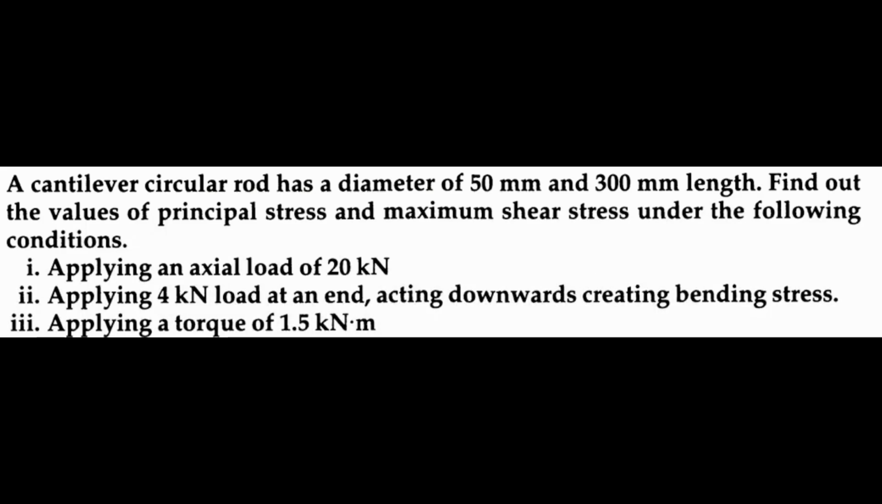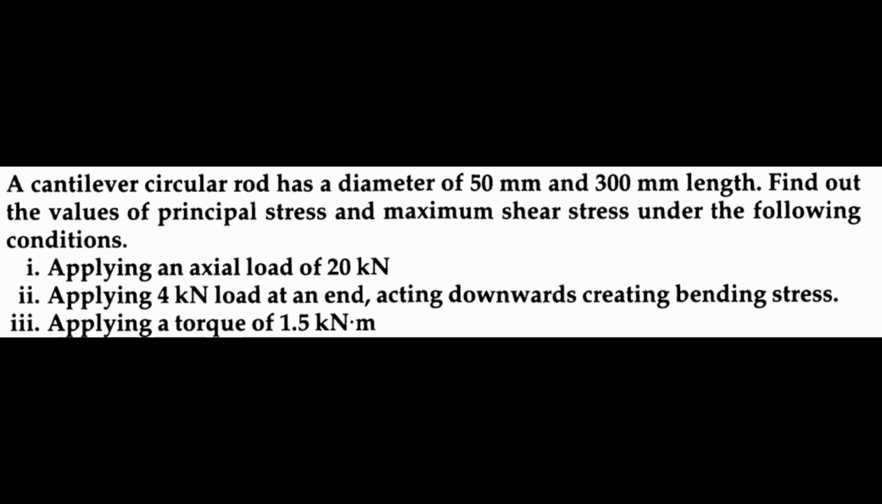So this question deals with how to find the value of principal stress and maximum shear stress under the following conditions. They have three conditions. First one is an axial load condition, second is a bending load, and third one is a torsional load. In the question, it's a cantilever circular rod which has a diameter of 50 mm and 300 mm length. You have to find the value of the principal stress and maximum shear stress under these three cases.